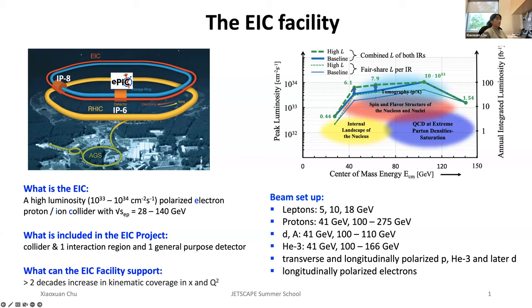And here is the information of the beam setup. We collide the incoming electron with the proton beam, deuterium, heavy nuclei, and helium-3. For the lepton energy, we have these three sets of electron energies. And we also provide a very wide coverage of the target proton or nuclei beam energy. For the polarization, we can provide transverse and longitudinal polarization of the target proton beam or nuclear beam, helium-3 and later deuterium beam. For the electron beam, we provide longitudinally polarized electrons.